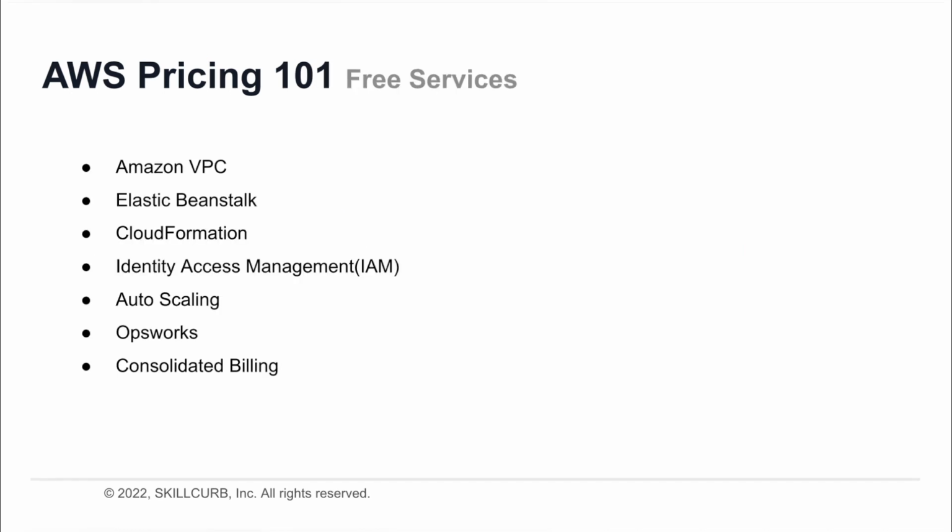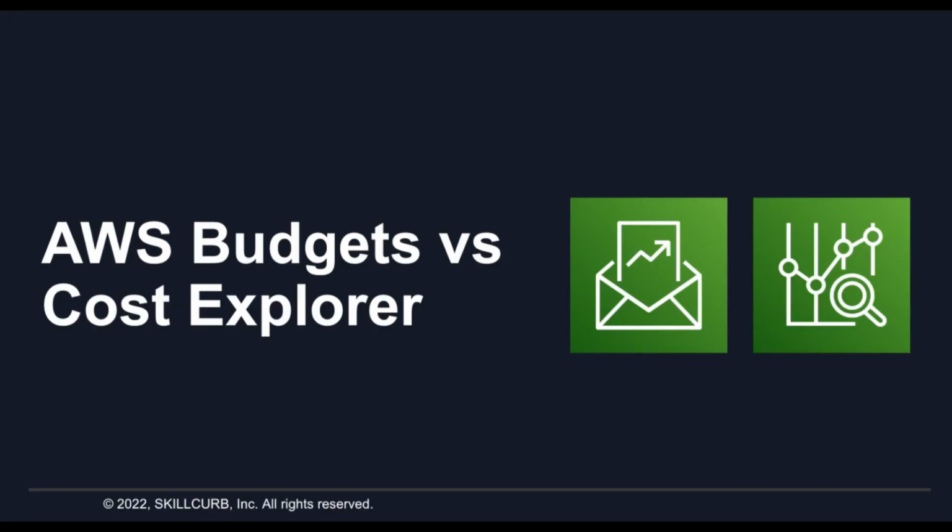There are some free services that you need to remember when it comes to using AWS. These free services are as follows. Amazon VPC, Elastic Beanstalk, CloudFormation, Identity Access Management, Autoscaling, OpsWorks, and Consolidated Billing. Though these services may be free, any resources these services may create as a part of using these services will be charged. Only the usage of the service is free. AWS budgets versus Cost Explorer.